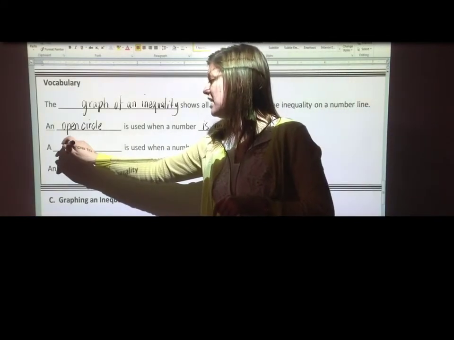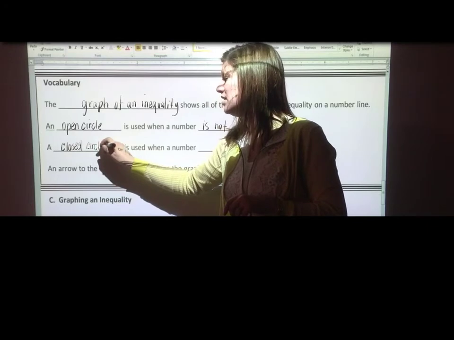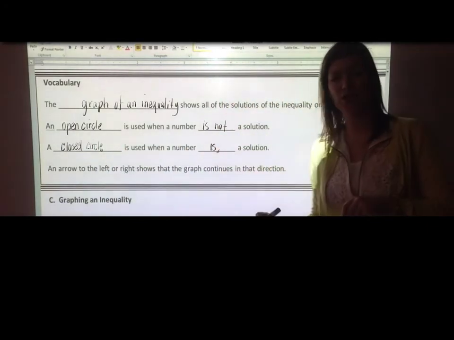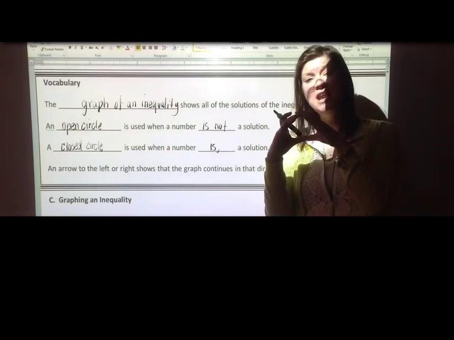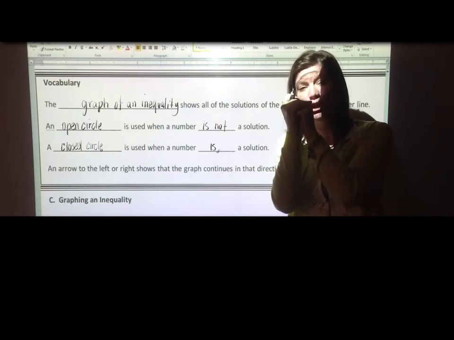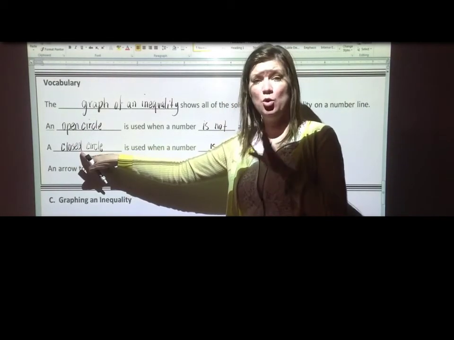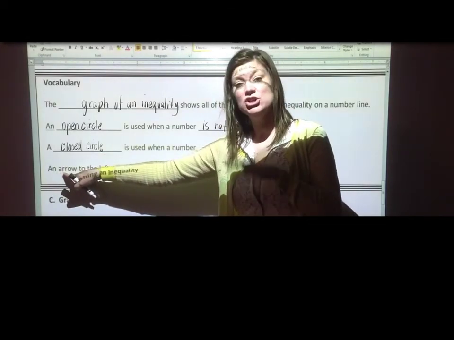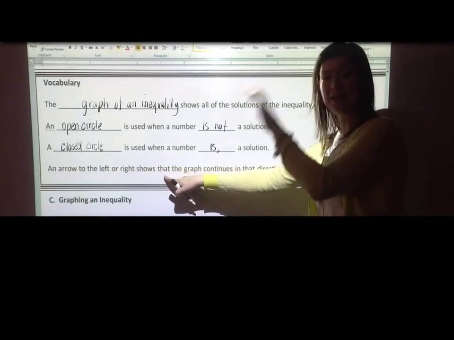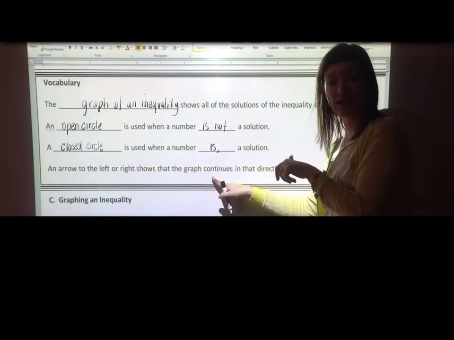And then we have a closed circle. When we close that circle, we're including that number. It is used when a number is a solution. So again, open circle, not a solution. Closed circle is a solution. You're including it. Once we have placed our circles, open or closed, we actually shade a region, and we use an arrow to do that. An arrow to the left or to the right shows that the graph continues in that direction.